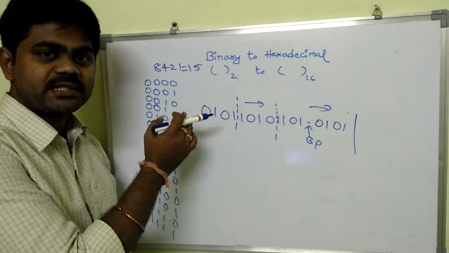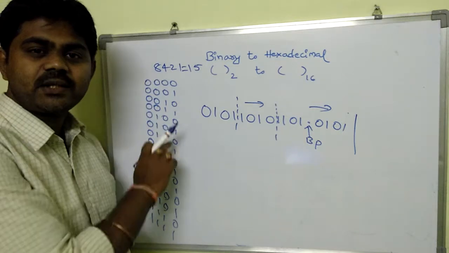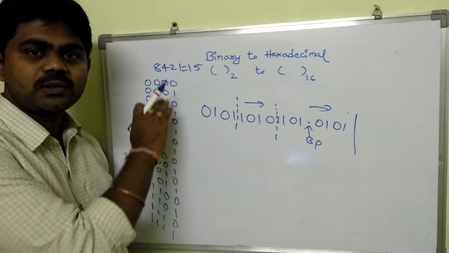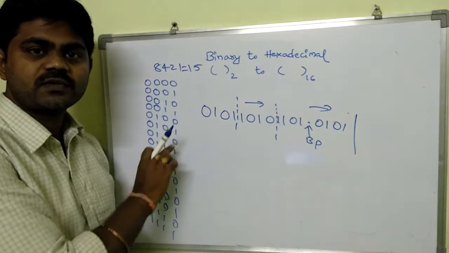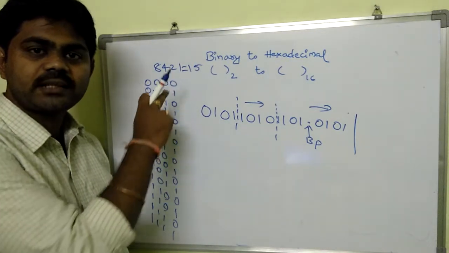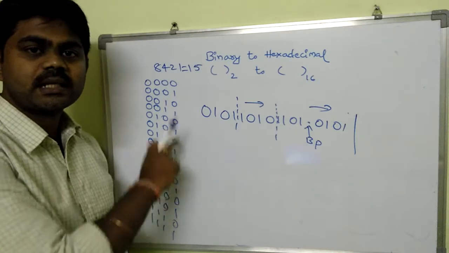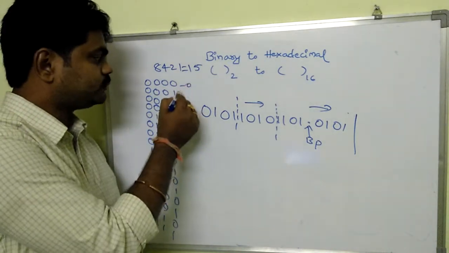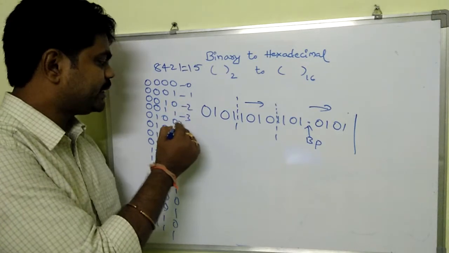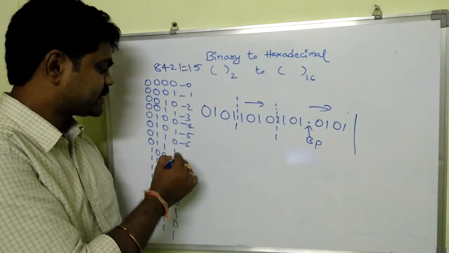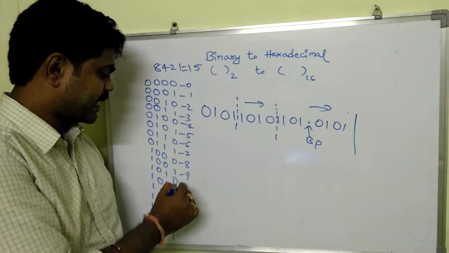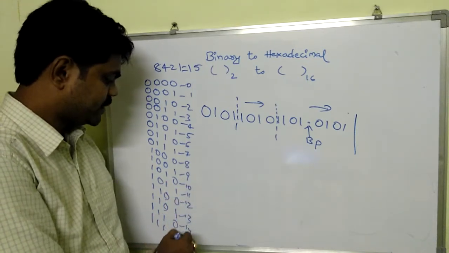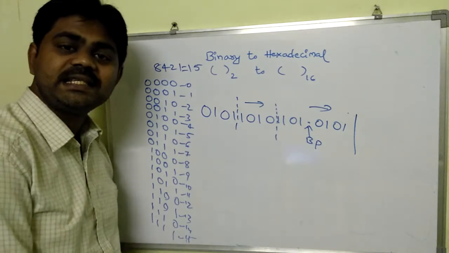I will repeat it once again. First I will take 8 zeros, 8 ones. So 8 plus 8, 16. Half of 8 is 4, right? So 4 zeros, 4 ones, 4 zeros, 4 ones. And half of 4 is 2, so 2 zeros, 2 ones, 2 zeros, 2 ones. And half of 2 is 1, so 0, 1, 0, 1. So this is 0, 1, 2, 3, 4, 5, 6, 7, 8, 9, 10, 11, 12, 13, 14 and 15. So it's an easy method.